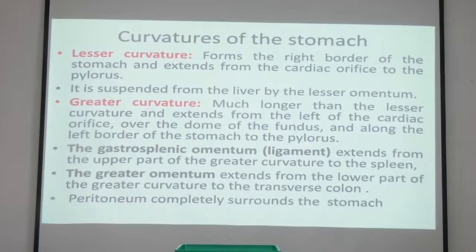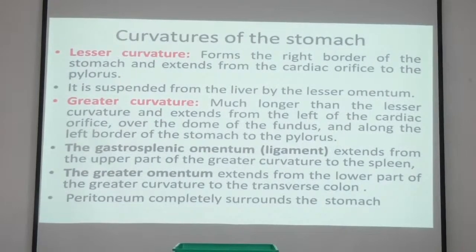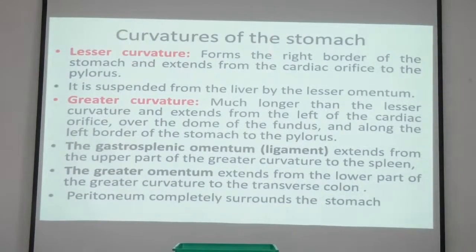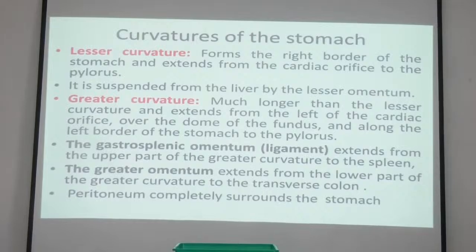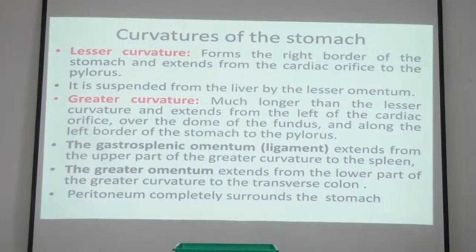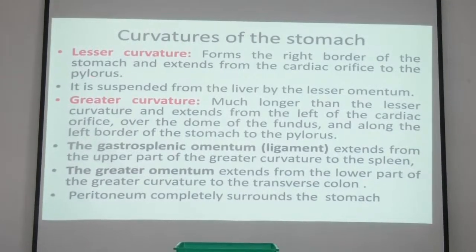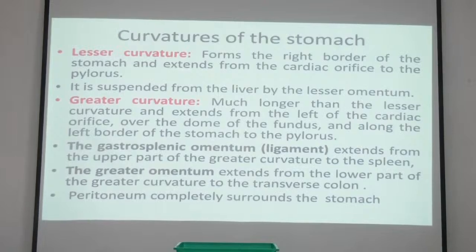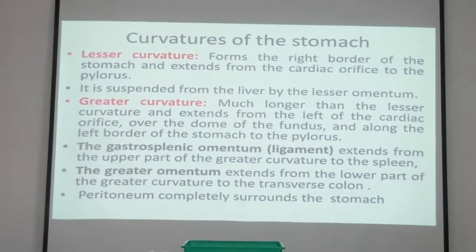Okay, now we will discuss the two curvatures. Lesser curvature forms the right border of the stomach and extends from the cardiac orifice to the pylorus. It is suspended from the liver by the lesser omentum. Okay, so the lesser omentum is attached along the lesser curvature.